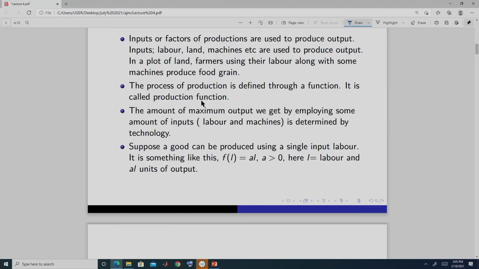For the simplest case, suppose we take output which can be produced by a single input, suppose labor, and then we can write it this way. Here A times L denotes the output from labor L, where A is some positive number. You plug in labor and the amount of output you get is this much. When we plug in some specific amount of input, the maximum possible output that we get is determined by what is called a technology.